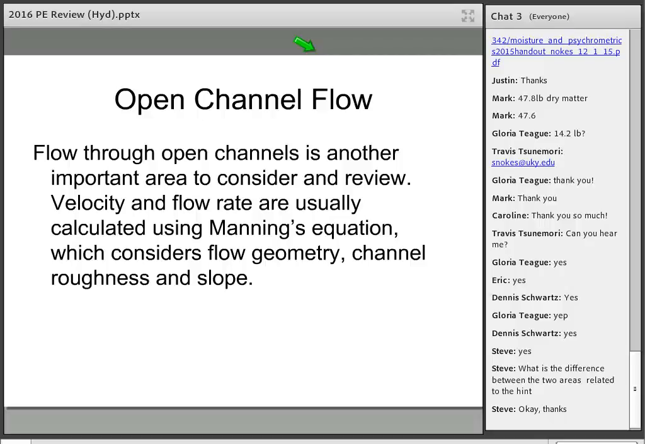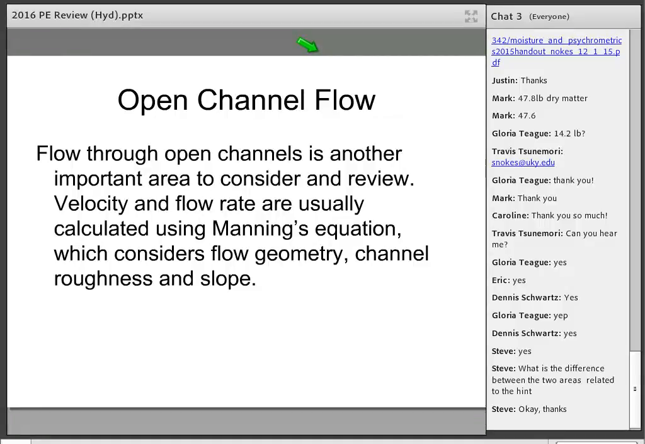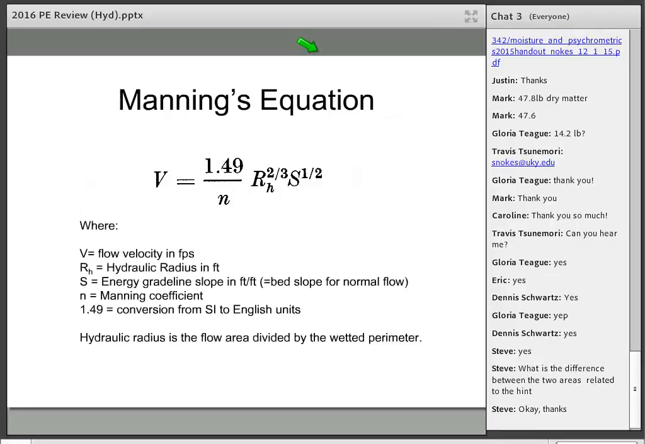Probably a couple of different classes that you had would have dealt with this, but flow through open channels is important, and usually Manning's equation is the one you use. There's some other ones you could use, but this is the basic one that most everybody uses, so we'll stick with that one. Here's the equation. You've got velocity in feet per second. You've got a coefficient, Manning's n. You've got a hydraulic radius, which I'll define, but it's in feet. You raise it to the 2/3. And you've got an energy grade line, which, if it's normal flow, is the same as the bed slope. It's in feet per foot.